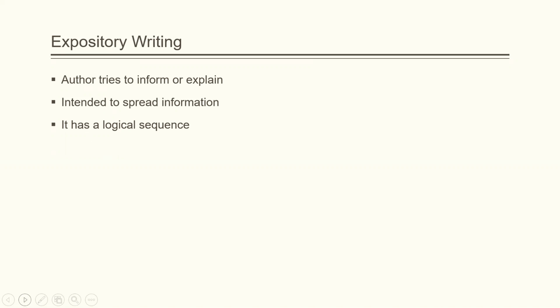First is expository writing. Expository writing means the author tries to inform or explain. നമുക്ക് എന്തെങ്കിലും കാര്യങ്ങൾ വിവരിച്ചു തരുന്നു. It is intended to spread information. Mainly, it is intended to spread some kind of information. It has a logical sequence. ഒരു logical orderലായിരിക്കും പറയുന്നത്. For example, technical writing, encyclopedia. Encyclopedia, when you look for a term, it gives information, and it is given in a logical form.